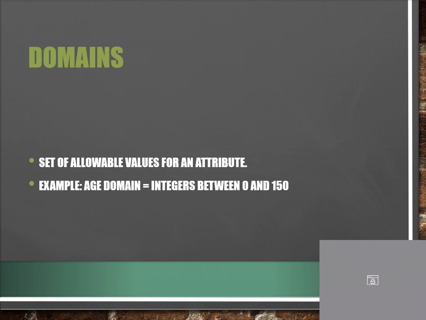Then the next slide is domains. A domain is the set of available values of an attribute. So in the column, it is the set of values.